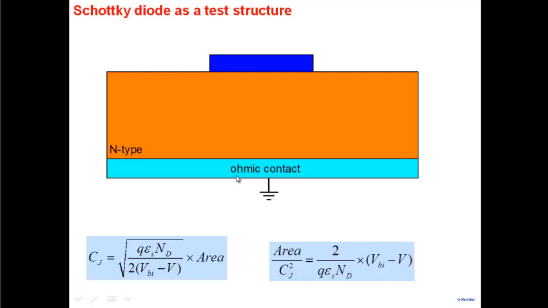All right. So Cj is what you measure. Area, you know, because you are evaporating this particular metal on top of the semiconductor, you know the area. So if I take this equation and I write it as area divided by Cj square, I get 2 by QES ND (VBI minus V). And what do I measure? This capacitance that you see here, for different values of reverse bias voltage. I measure one value of capacitance for one reverse bias voltage, another value for another reverse bias voltage, and I measure it for 4, 5 reverse bias voltages here.